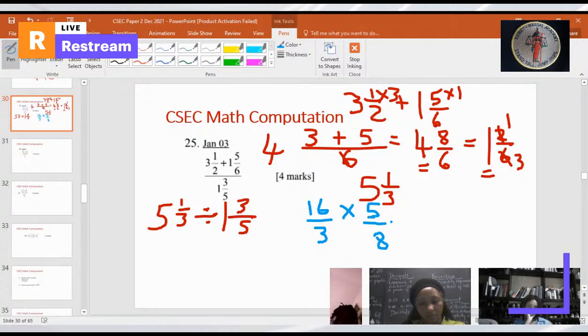And then, miss, you can do 8 can go into 16 2 times, 8 into itself 1 time. Since there's nothing else that can cancel out, you would multiply the 2 and the 5, which is 10. And 3 times 1, which is 3. It would be 10 over 3.